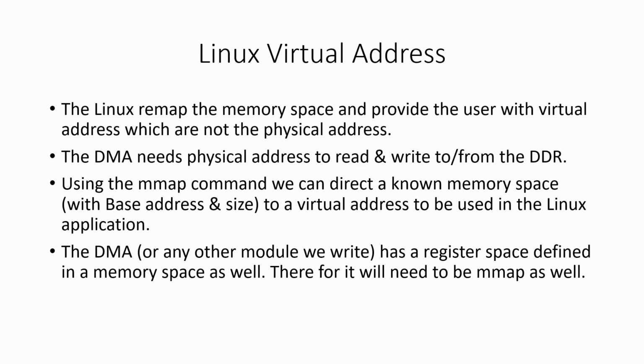So to overcome this problem, we can define a physical memory space in the memory of the FPGA, address a virtual address to it using the mmap command, and then we will have a memory space defined as virtual addresses, but we know the physical address. Then we can transfer the physical address to the DMA to make it work.